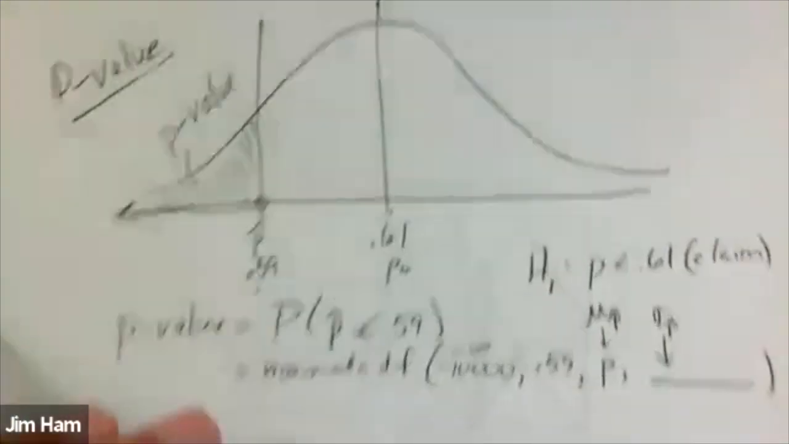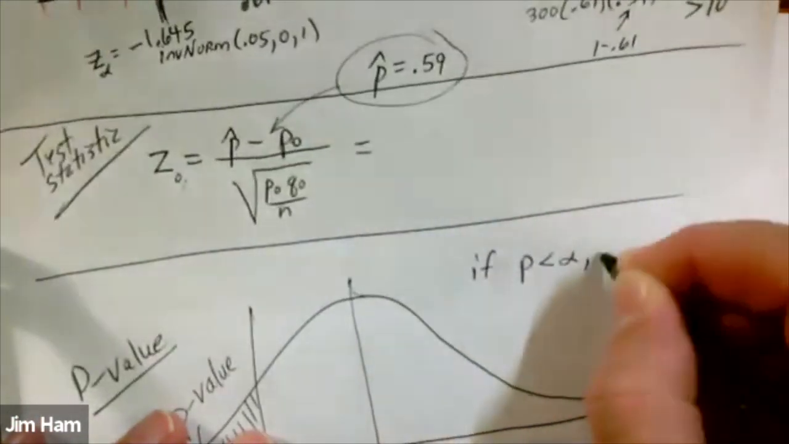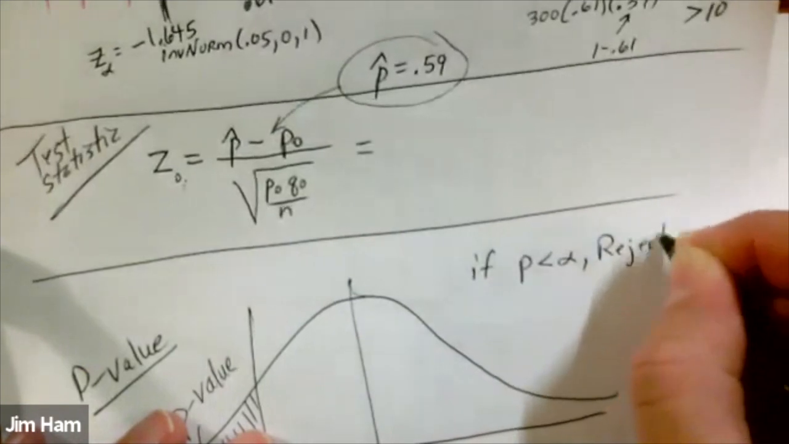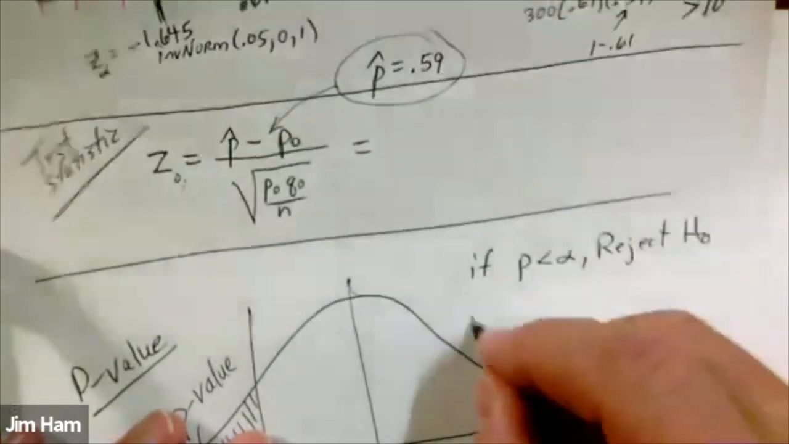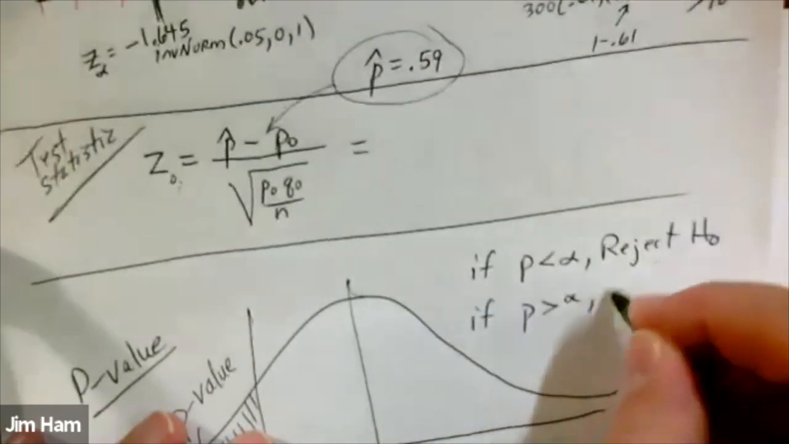And then here's the test. If p is less than alpha, we reject the null hypothesis. If p is greater than alpha, we do not.